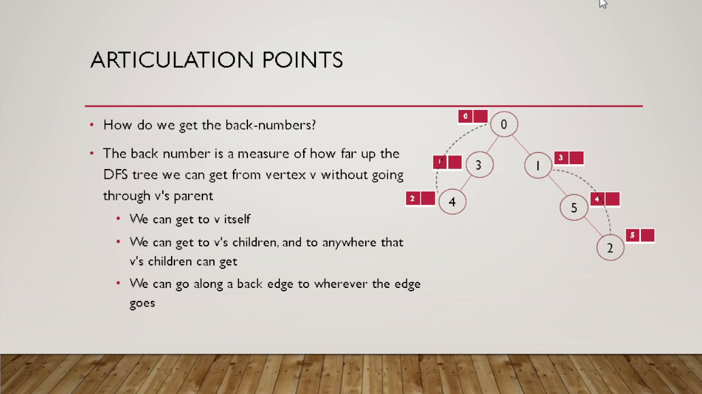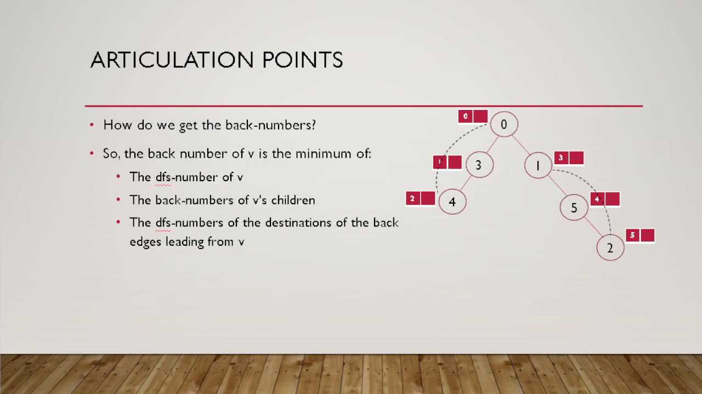The other thing we can do, if we're at a vertex, is we can go up along the back edge that it has, right? So that means we can get to V itself, we can get to V's children and to anywhere the children can get, and we can go along back edges to wherever the edge goes. Okay, so the back number then becomes the minimum of the DFS number of V, because we can get to the vertex itself, the back numbers of V's children, because we can get to wherever the children can get to, and the DFS numbers of the destinations of the back edges leading from V, because we can walk along the back edges. Okay? Now let's look at how this plays out.